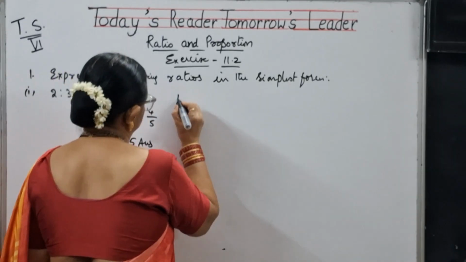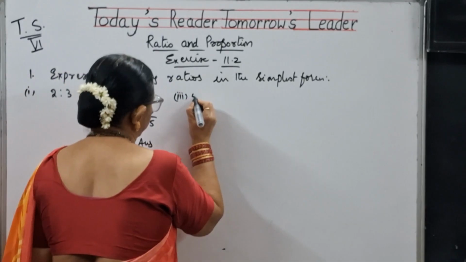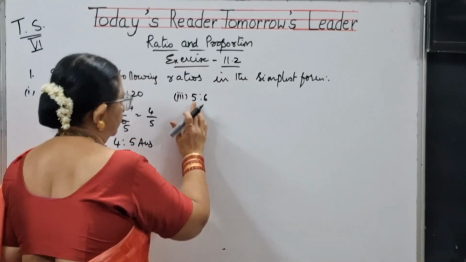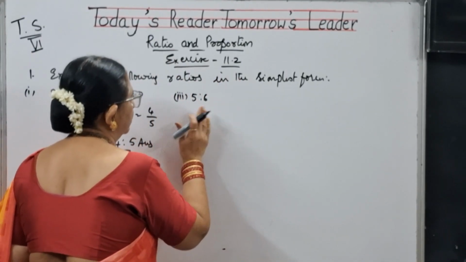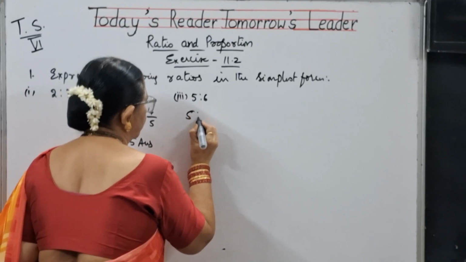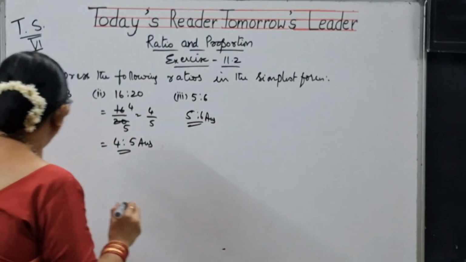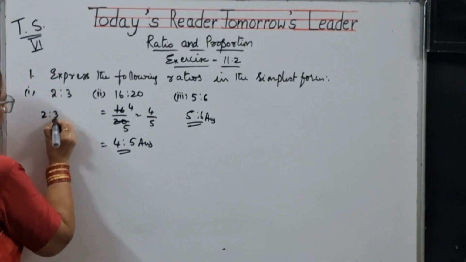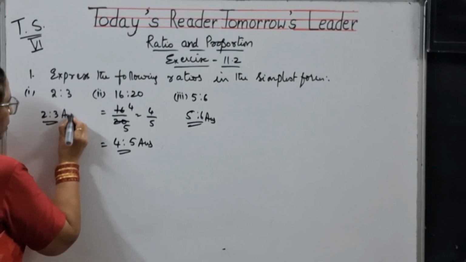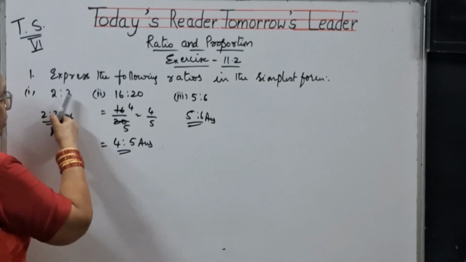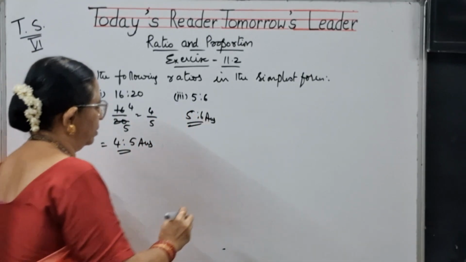And third bit, 5:6. Again, these two are co-primes, no common factor. So the answer also will be 5:6 only. We cannot simplify it. The reason for it is they themselves are co-primes.